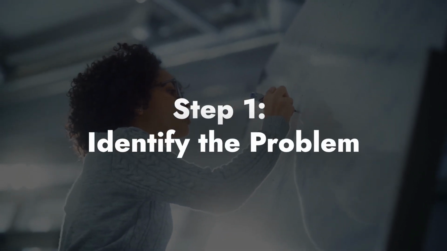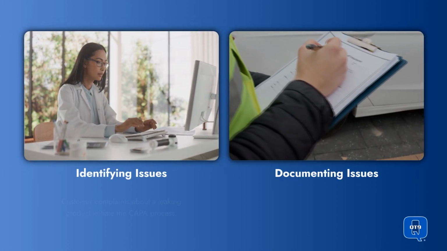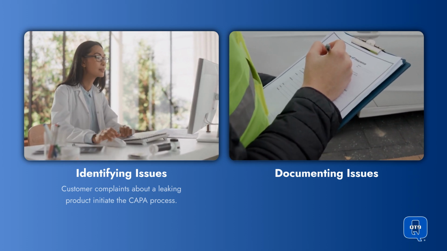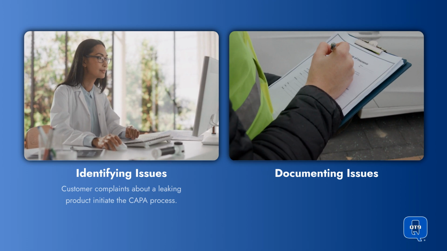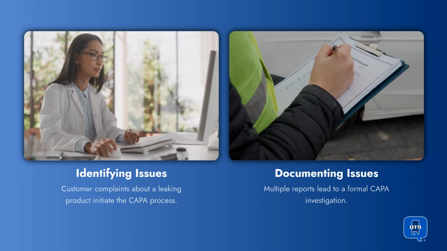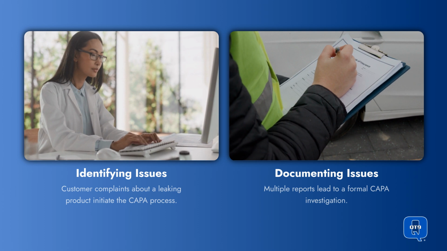Step 1 is identifying the problem. Let's say a medical device manufacturer starts receiving customer complaints about a leaking product. The first step in the CAPA process is identifying and documenting the issue. CAPAs can be triggered by customer complaints, non-conformances, audit findings, supplier issues, failed inspections, or recurring trends in quality data. In this example, multiple customers report the same defect, and the quality team determines that the issue is significant enough to require a formal CAPA investigation.